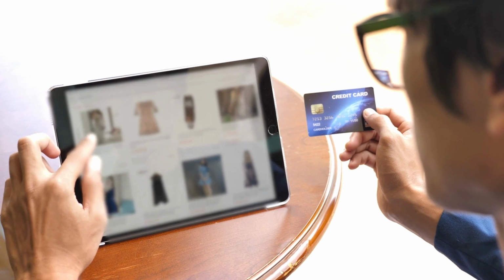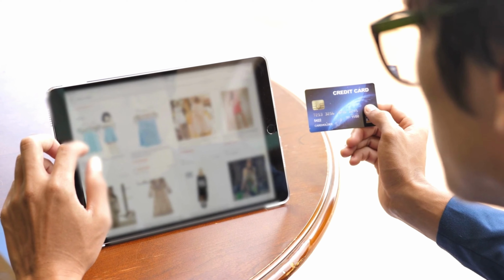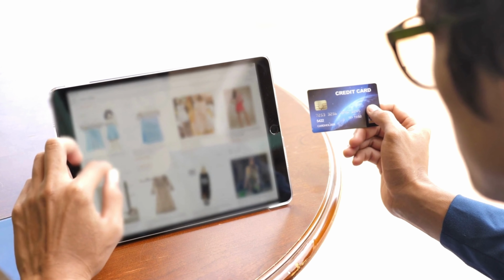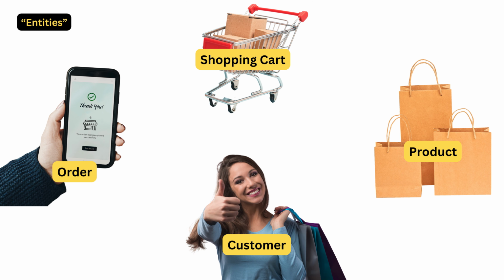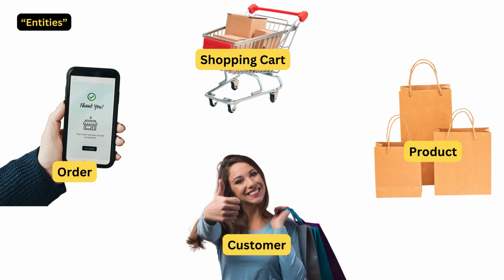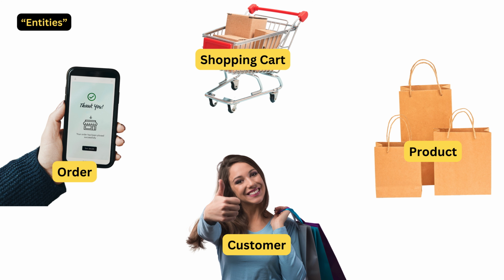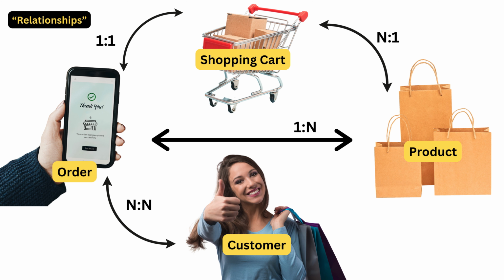Let's consider a simple e-commerce platform as our use case. This platform allows users to browse products, add them to their cart, and make purchases. The entities here are customers, that represent the users of the e-commerce platform; product, that represents items available for purchase; order, that represents completed purchases by customers; and shopping cart, that represents a temporary selection of products by a customer before completing their purchase. These entities have a relationship with one another.